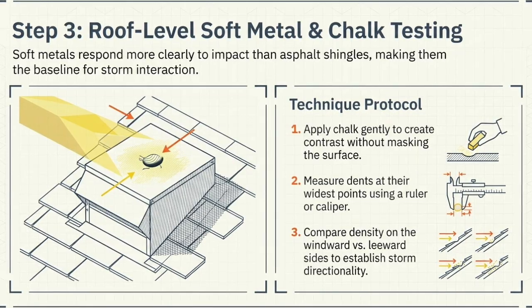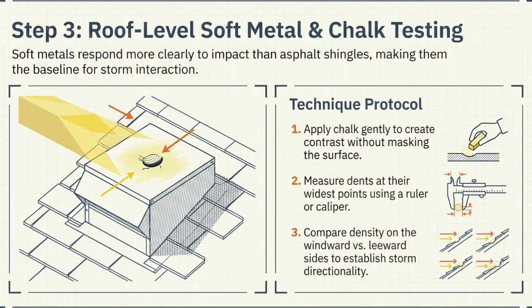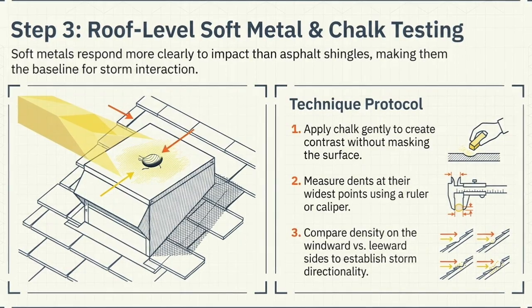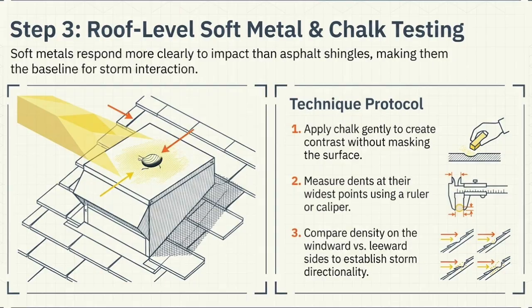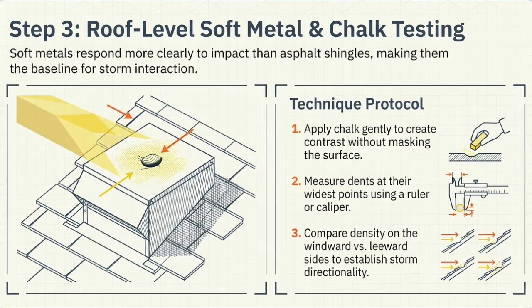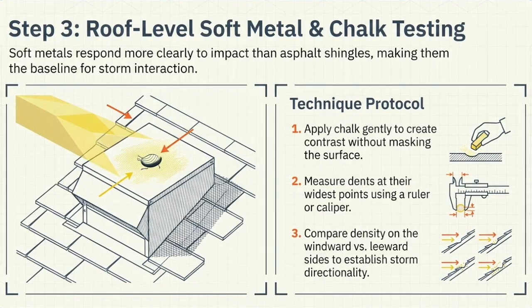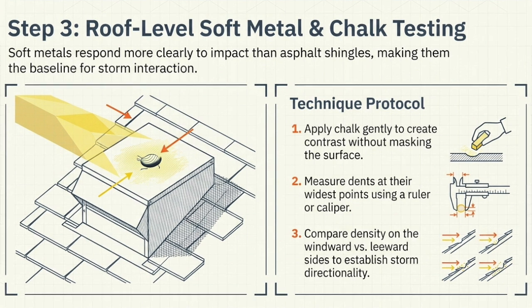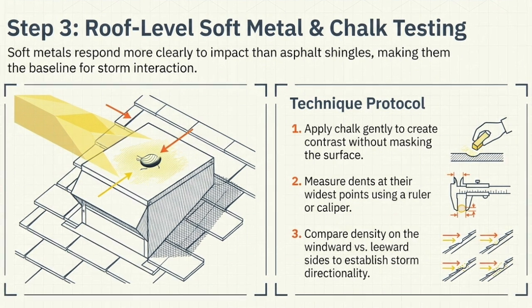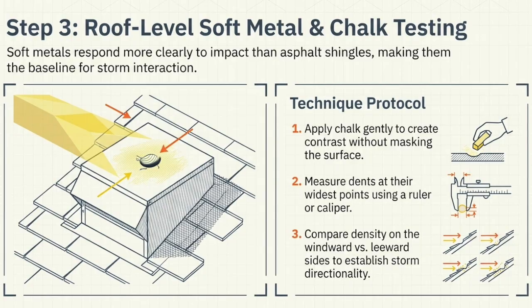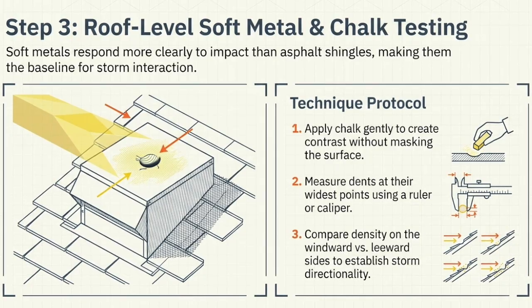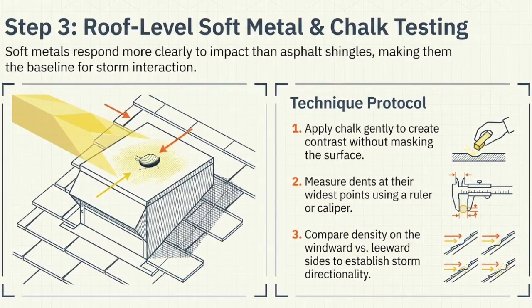It's the lie detector. If hail hit the roof, it had to hit the metal. Precisely. The soft metals act as a pristine recording medium. You apply that exact same chalking technique we used on the gutters. You lightly rub chalk over the tops of the vents to reveal the indentations. And this is where the forensic analysis gets incredibly granular. You don't just count the dents, you analyze their size distribution.